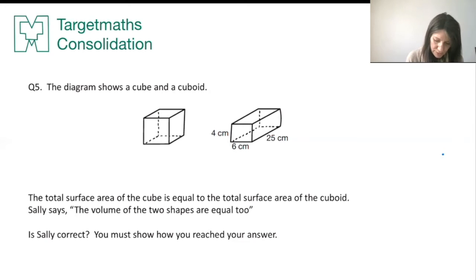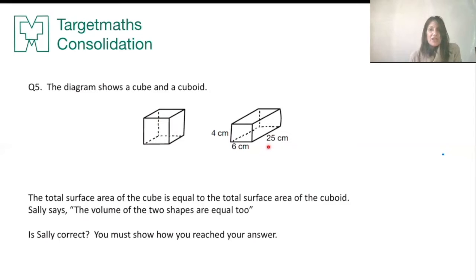Okay, so we've got a cube and a cuboid, and we're being told that the surface area of each of those shapes is actually equal. And Sally's saying that the volume is 2. She's possibly making an assumption, or she could be right, but we need to prove it either way. Well, before we can get to the volume, we're going to need to know the edge of this cube. I can't tell the volume of that. I can't even tell the surface area of it, to be honest, until I get some numbers here.